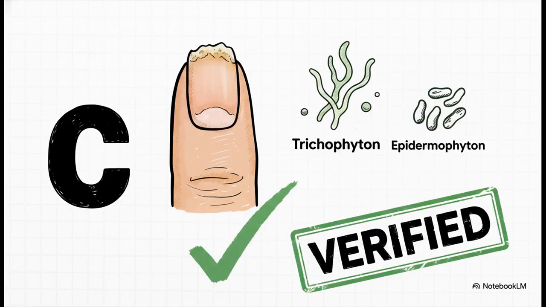All right, let's jump over to statement C. This one's about onychomycosis, which is just a fancy medical term for a fungal infection of the nail. It says that fungi from the Trichophyton and Epidermophyton families are the usual culprits, and this one absolutely holds up. In fact, most of the time, it's a single species, Trichophyton rubrum, that's behind nail fungus all around the world. So yeah, statement C is also cleared.